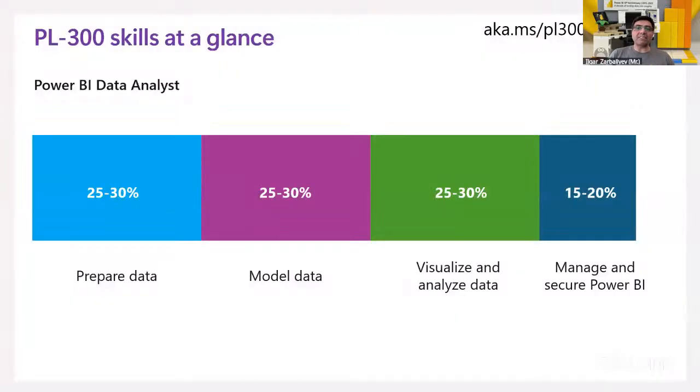Here is the exam broken down by weight, so you know where to focus your study time. Preparing data is 25 to 30% of the exam. Modeling data is also 25 to 30%. Visualizing and analyzing data, our main focus today, is again 25 to 30%. And managing and securing Power BI rounds it out at 15 to 20%.